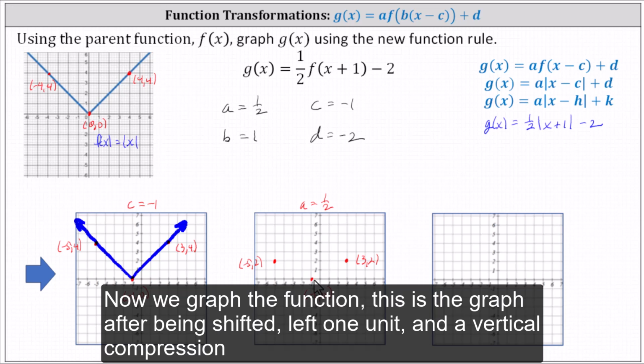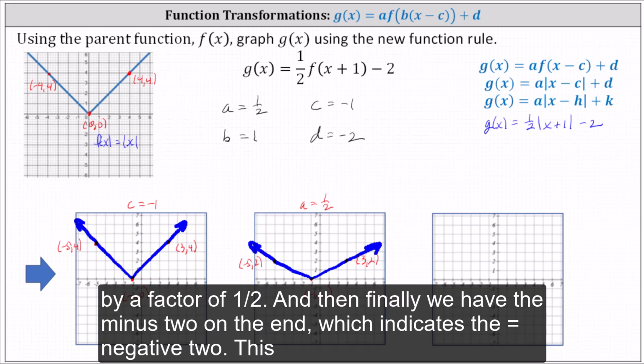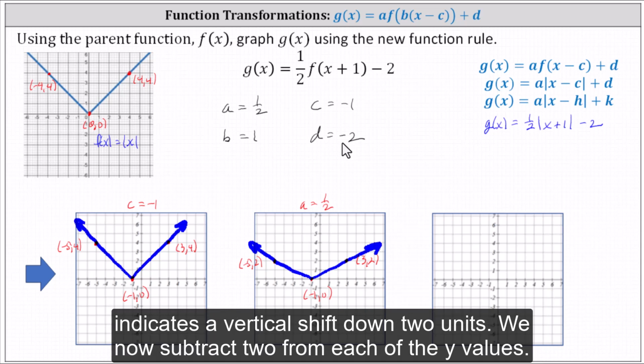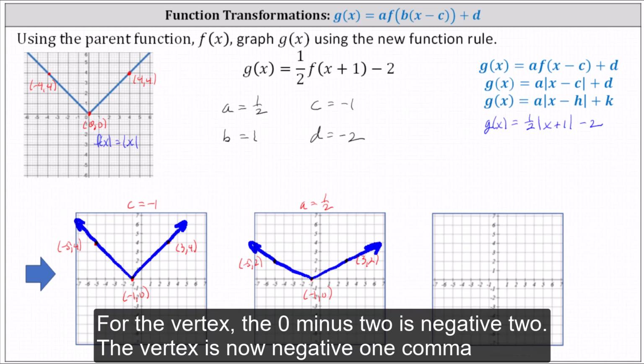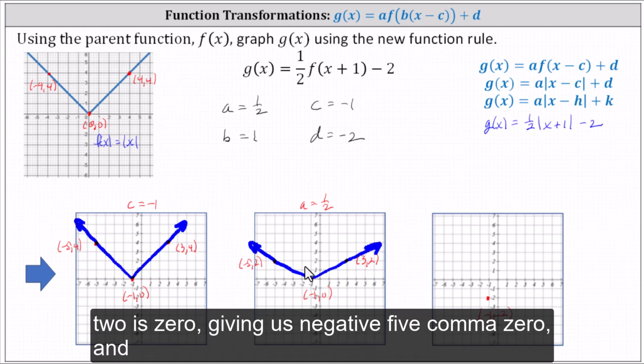And now we graph the function. This is the graph after being shifted left 1 unit and a vertical compression by a factor of 1/2. And then finally we have the -2 on the end, which indicates d = -2. This indicates a vertical shift down 2 units. We now subtract 2 from each of the y values. For the vertex, 0 minus 2 is -2. The vertex is now (-1, -2). Subtracting 2 from the y value of the remaining 2 points, 2 minus 2 is 0, giving us (-5, 0) and (3, 0).